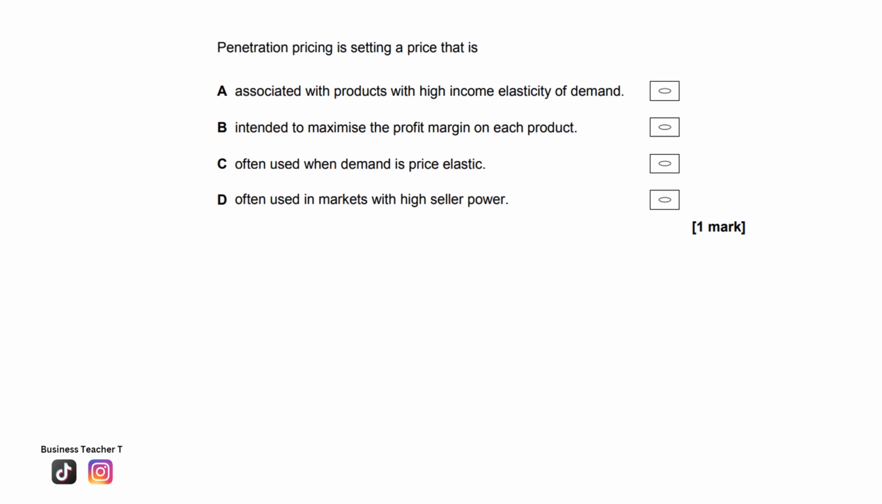And the answer is C. Often used when demand is price elastic.